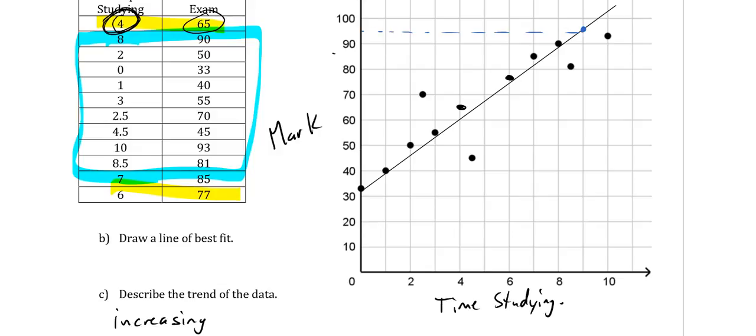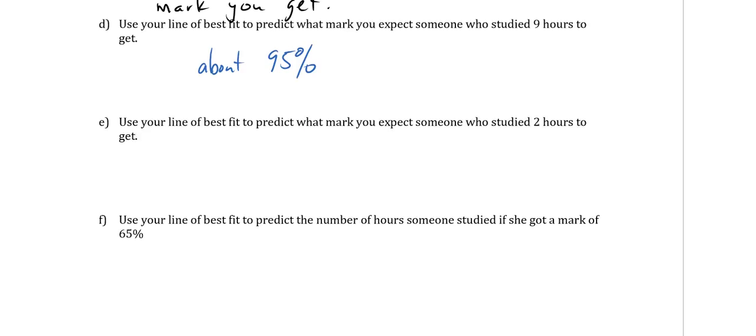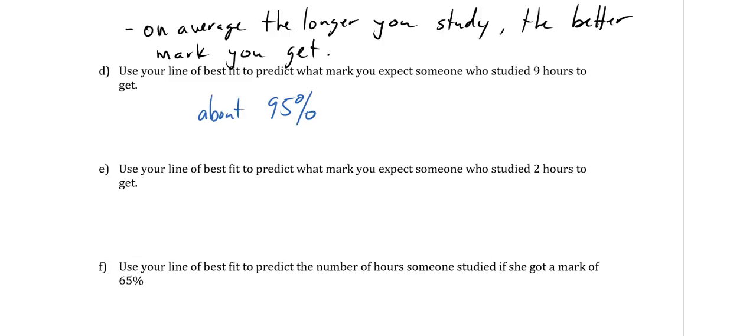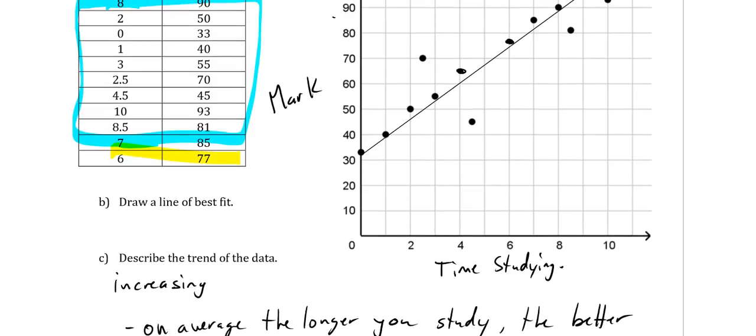So this is the nice thing about a line of best fit: we can use it to make predictions. Use your line of best fit to predict what mark you would expect somebody who studied 2 hours to get. Look, there is somebody who studied 2 hours. I don't just pick that person. That's one particular person. We're looking for the average. Oh darn, I erased my whole line. So I follow 2 up to the point, and I follow it over.